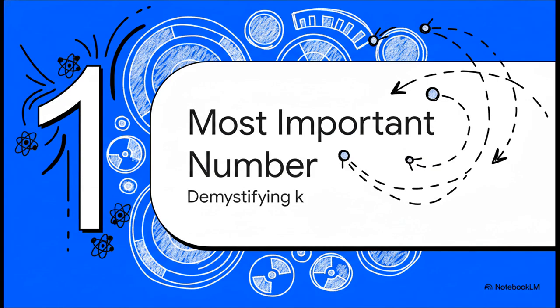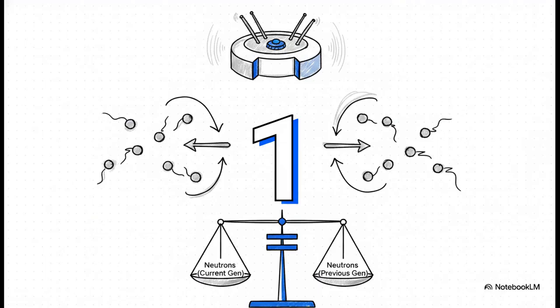Section 1. The most important number. Demystifying K. We are starting right at the foundation. We're going to completely skip the dense math for a second and just focus squarely on the single metric that matters above all else. It's represented by the letter K, which stands for the neutron multiplication factor. This one number tells an operator absolutely everything. Is the reactor under control? Is it running away? Or is it shutting itself down? It's just a ratio of the neutrons in one generation compared to the generation right before it.